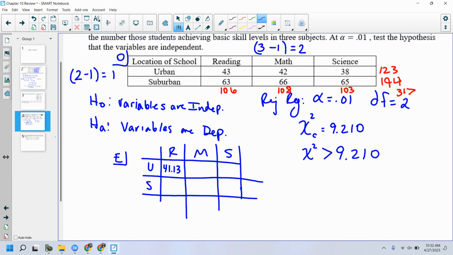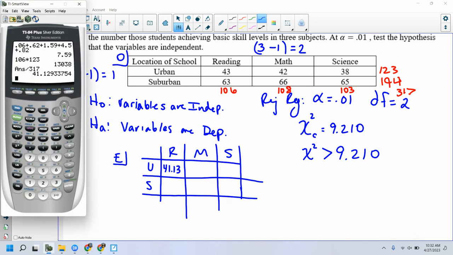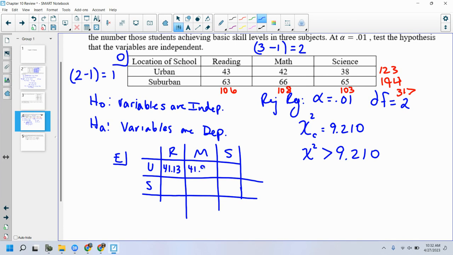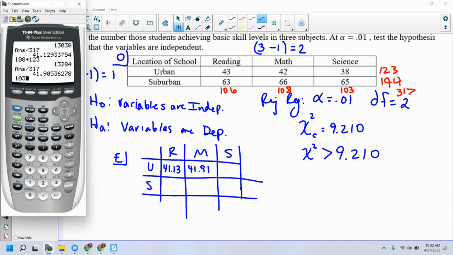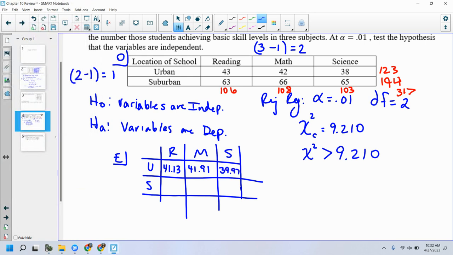Pretty close, right? Let's find urban math. 108 times 123. Is she still talking about Minecraft? Yes. 41.91. Urban science: 123 divided by 317. Bless you. 39.97. Pretty close, right?